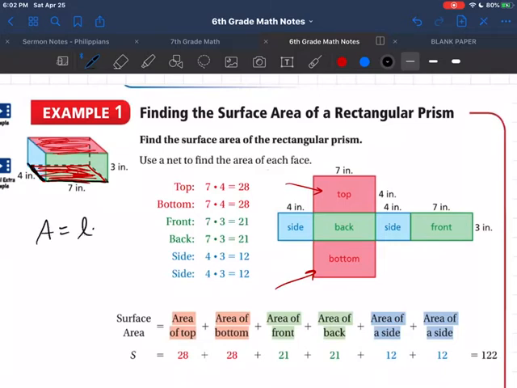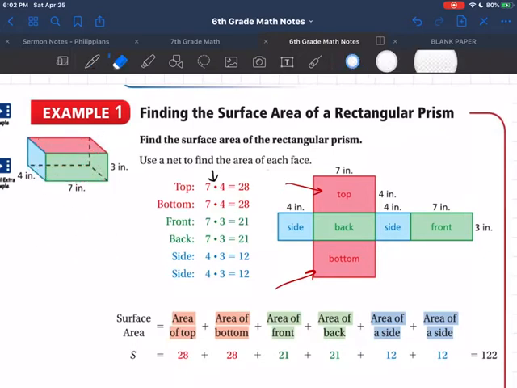The area of a rectangle is length times width. So we have 7 times 4. Okay? So that's how they figured that out. And then the front and back.